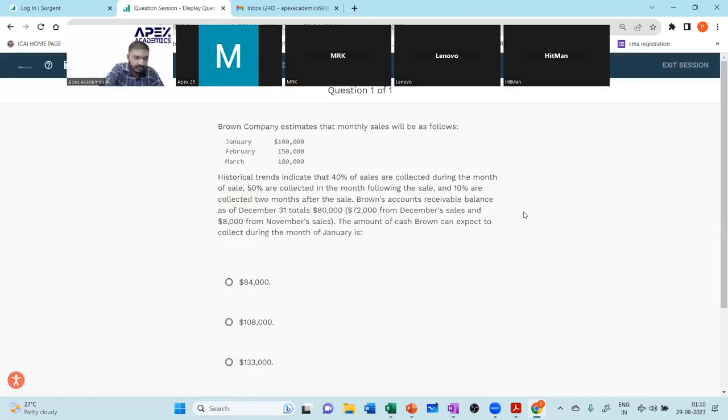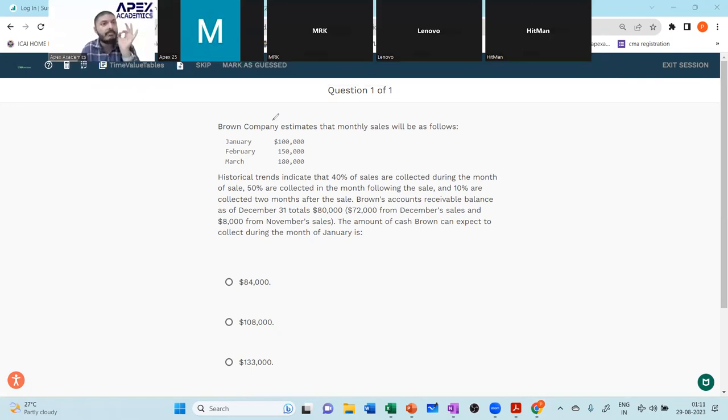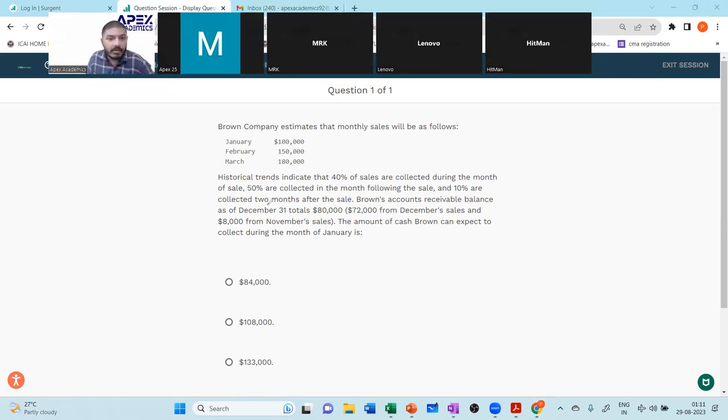Now see this. This is a good question. It's a sticky question and it is deceptively simple. Brown Company estimates the monthly sales are as follows. Jan, Feb and March is given. Historical trends indicate that 40% of the sales are collected during the month of the sale, 50% are collected in the month following the sale and 10% are collected 2 months after the sale. Brown's account receivable balance as of December 31 totals 80,000, 72,000 from December sales.